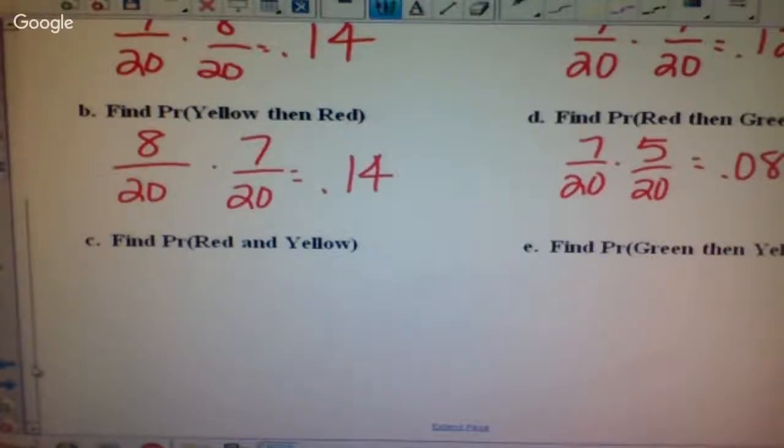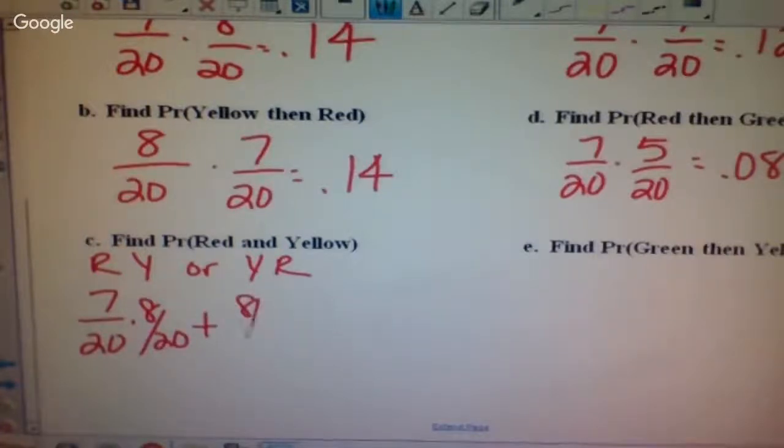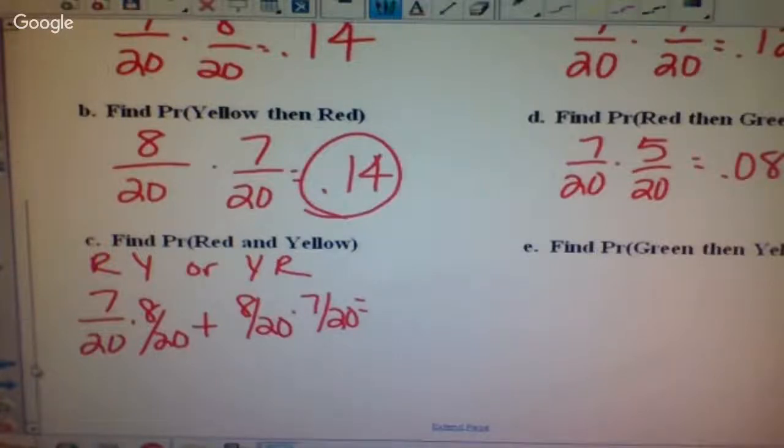Okay, remember, red and yellow means it doesn't tell you which order needs to come first. So I need to do red and yellow, or yellow then red. So I need to do 7 out of 20, and 8 out of 20, or 8 out of 20, and 7 out of 20. Or all I need to do is go back and double the one above it, because I already did red then yellow, which means this should come out to be 0.28.